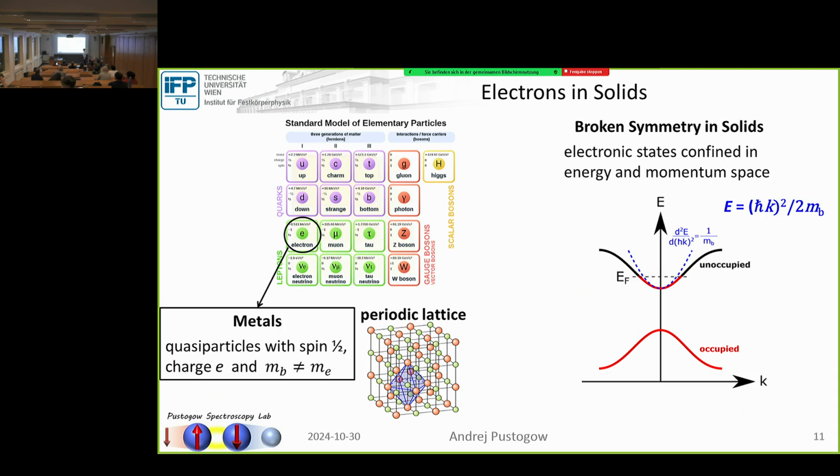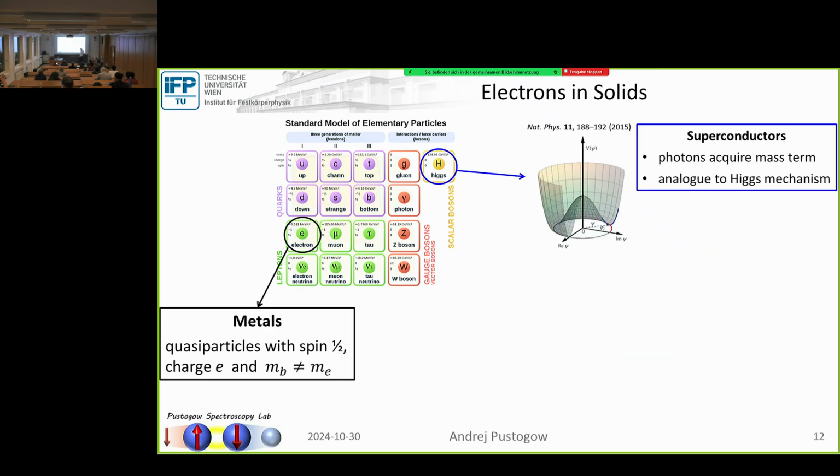And just as examples, in a common solid where we have a band structure, which was nicely explained before, depending on the details of the band structure, we have, for instance, the curvature of the band, which is the inverse of the mass of the band. And therefore, we can describe electrons in solids by quasi-particles with spin 1/2 and charge e, but the mass is a little bit different than the free electron mass.